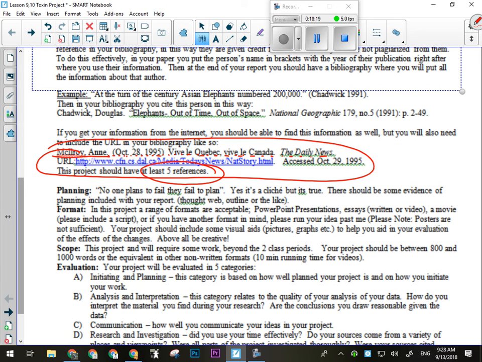Okay, so 5 marks for your bibliography. So make sure you do it right. It's 5 easy marks if you follow this format.